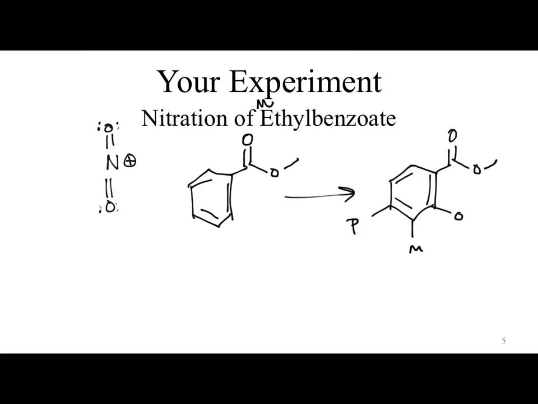Ortho, meta, and para are all relative to some position. Okay? It's not up and down, it's relative to whatever group you're looking at. In this case, I drew the group to the side just because it was easier for me to draw it there. Okay? Para is always directly opposite that. Ortho is always the closest group. Meta is the one in between. Okay? Where would we expect our nitro to go?